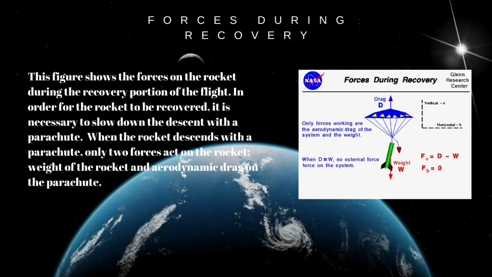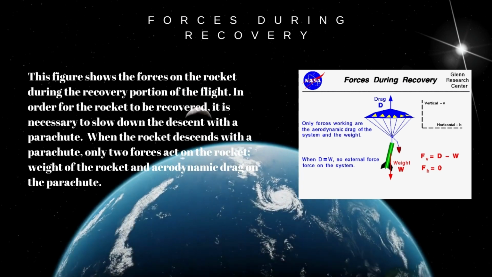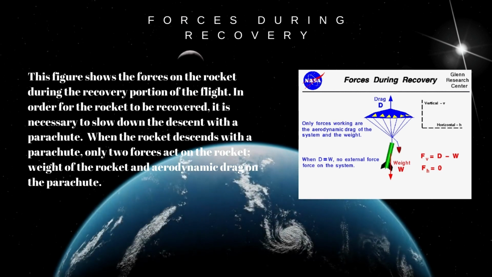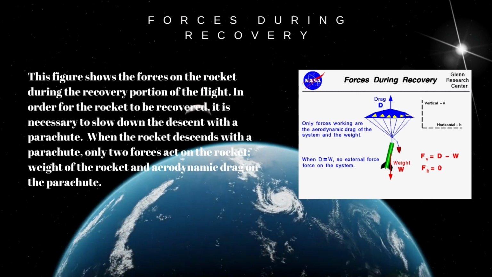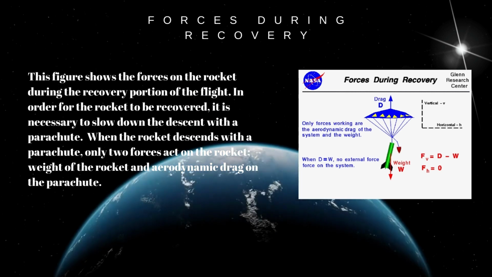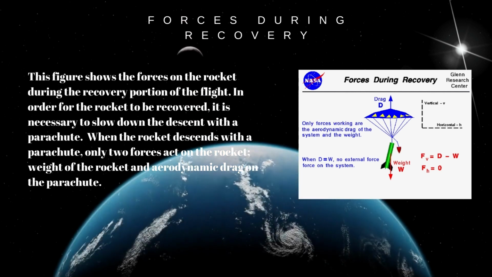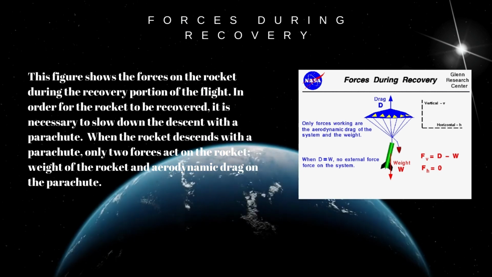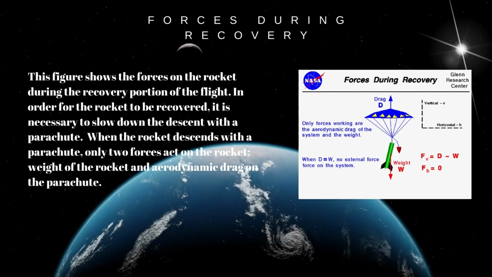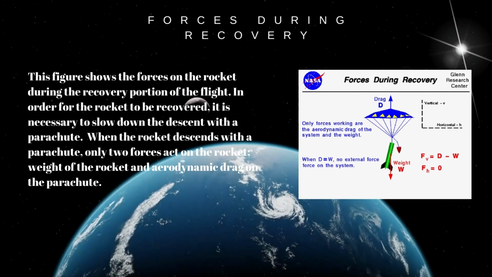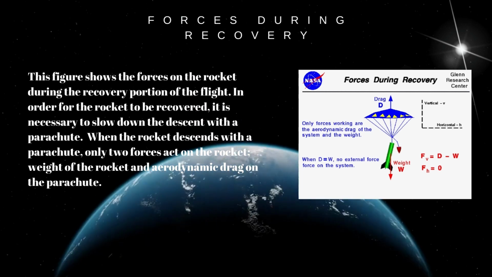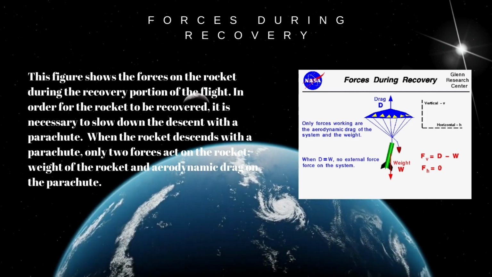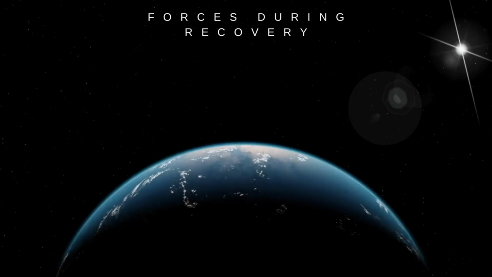I will talk about forces during recovery. This figure shows the forces on the rocket during the recovery portion of the flight. In order for the rocket to be recovered, it is necessary to slow down the descent with a parachute. When the rocket descends with a parachute, only two forces act on the rocket: weight of the rocket and aerodynamic drag on the parachute.